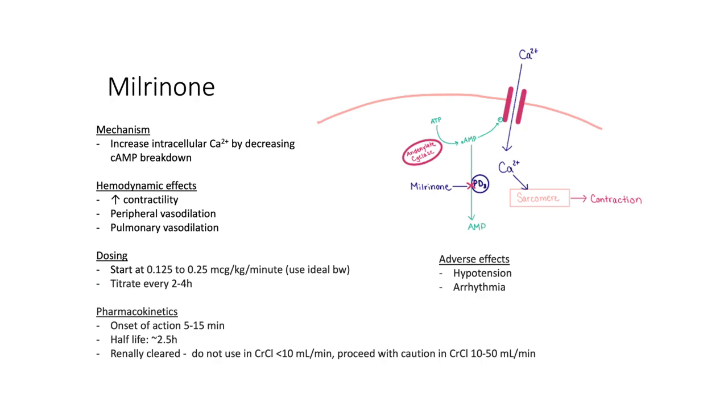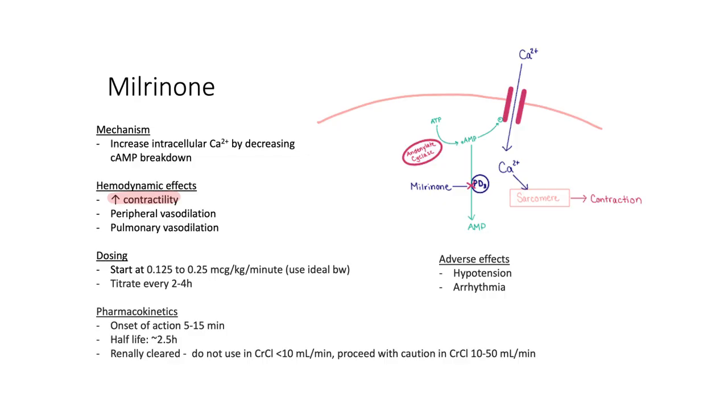Milrinone is a phosphodiesterase 3 inhibitor. Phosphodiesterase 3 is an enzyme that breaks down cyclic AMP in the cell. The end result of inhibiting phosphodiesterase 3 is an increase in intracellular calcium and thus contractility.